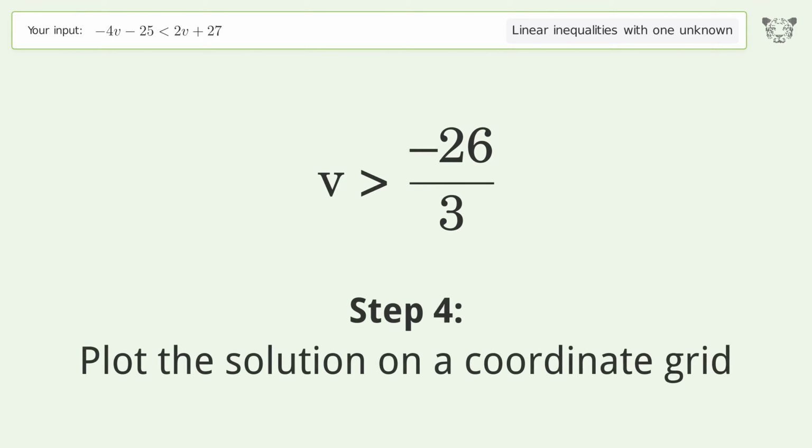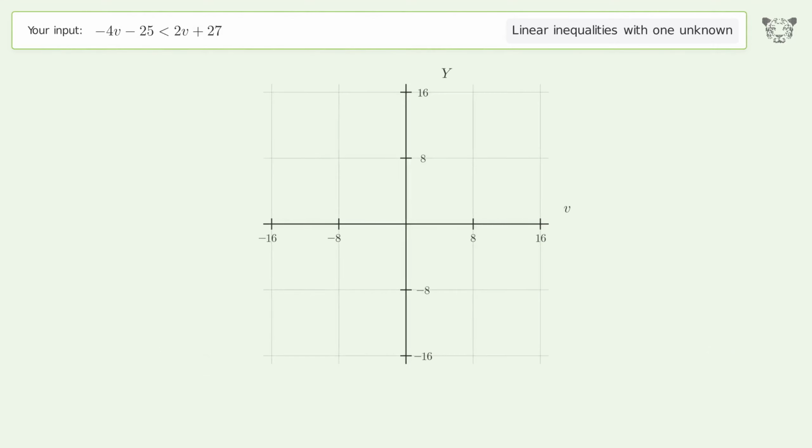Plot the solution on a coordinate grid. And so the final result is v greater than -26/3 greater than -82/3.